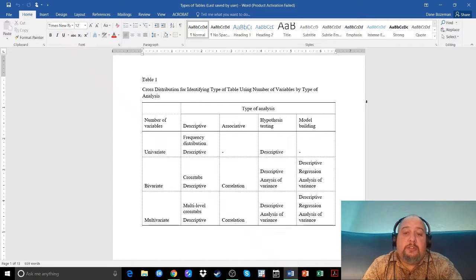What I need you to understand is this table isn't exhaustive. We could probably also put descriptive here and associative. It's just not going to be the main focus. So we may or may not choose to use it.